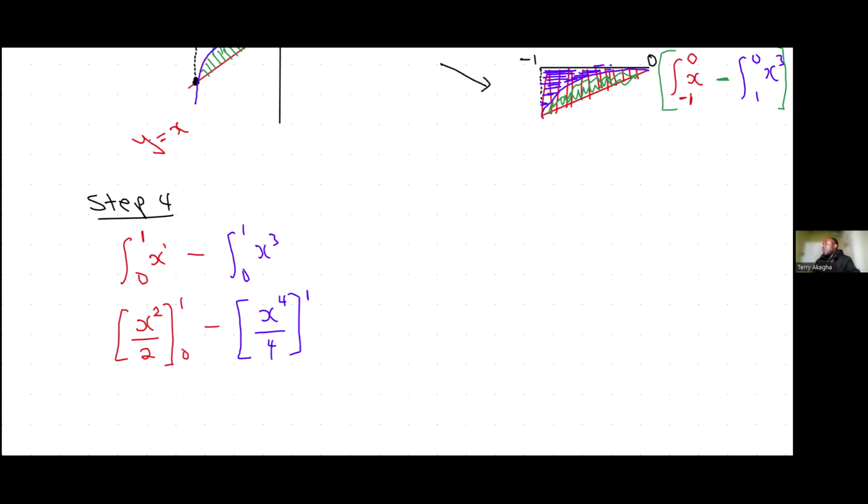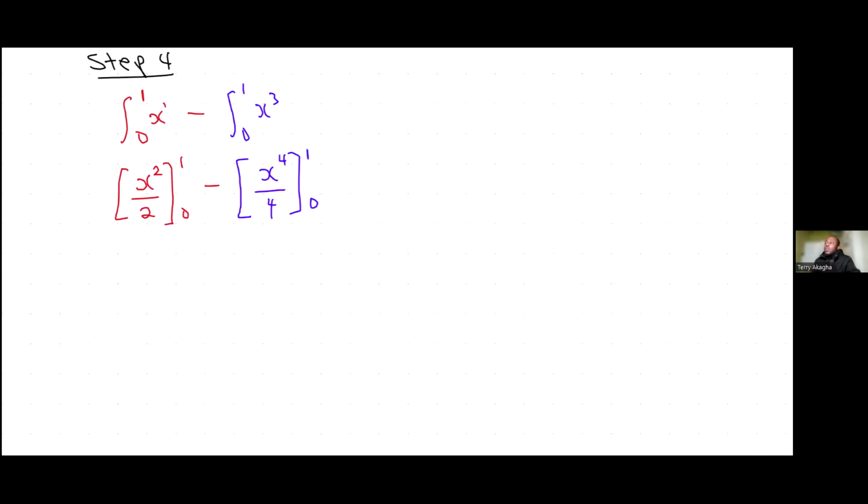Okay? Now, as usual, for the red one, which was the line, what do you do? You substitute 1, minus you substitute 0. So it's going to give us 1 squared all over 2, minus, you put 0, so it's going to give us 0 squared divided by what? 2. All right? And when you solve this together, it's going to give you what? Half.